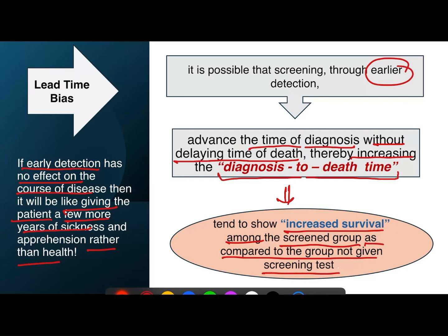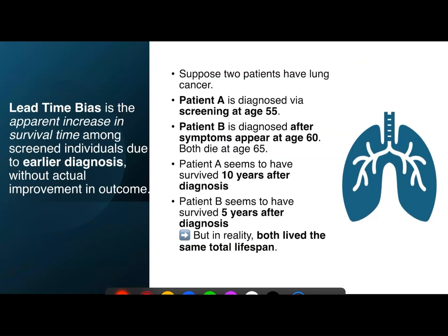So what will appear? It will appear like, since we have detected the disease early, there is increased survival time, but we have not altered the course of the disease. So what will happen? We have given few more years of suffering to the patient rather than health. So we will understand the concept of lead time bias with the help of this example.